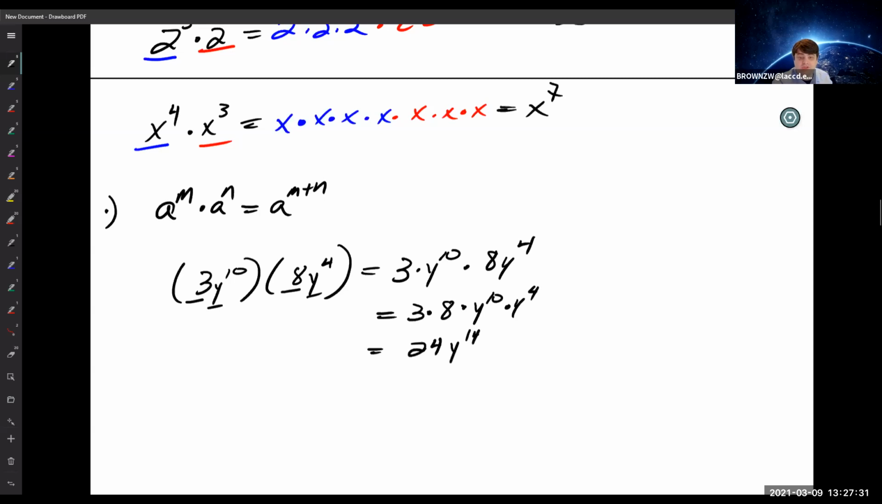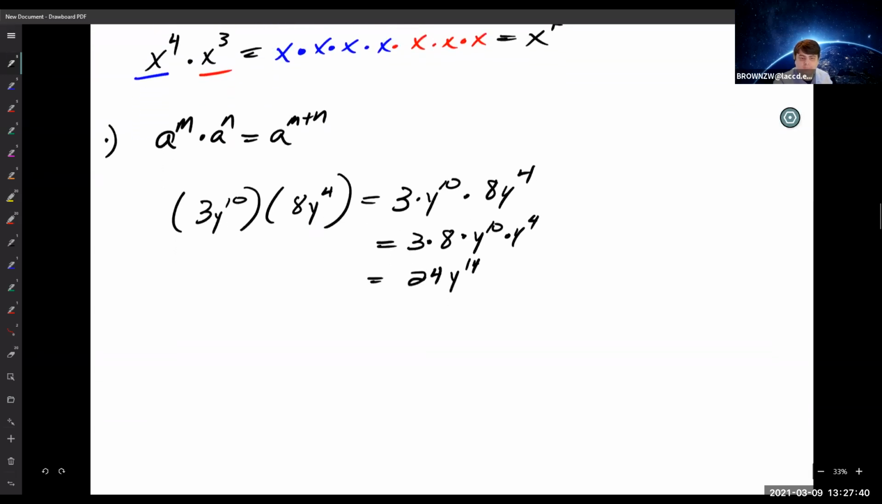Here, all we have is multiplication. That's the only operation we're doing here. So because of that, we're only going to multiply the terms with another one.